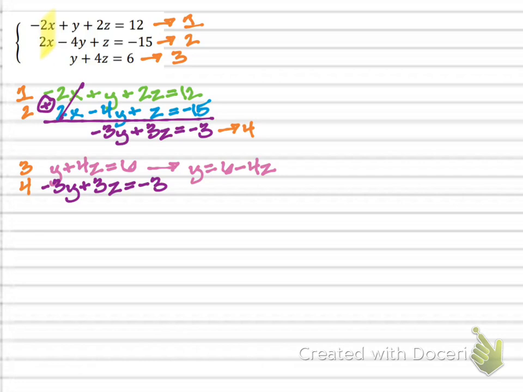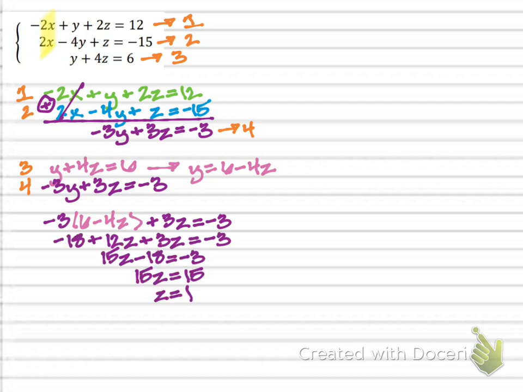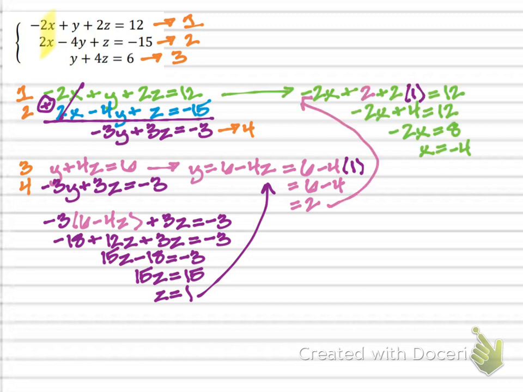So now that I've solved equation 3 for y, I can plug that expression for y into equation 4 and solve for z. Then, now that I know what z is, I can plug the value for z into equation 3 and solve for y. And then I can take z and the value for y and plug it into equation 1 and solve for x. I could have also plugged that into equation 2 and solved for x. It wouldn't have mattered. And here's our solution.